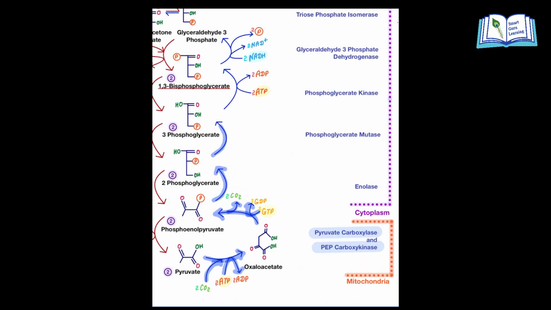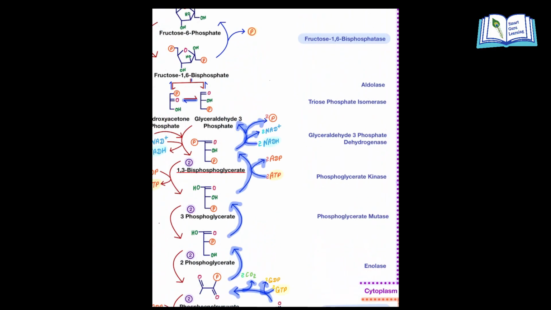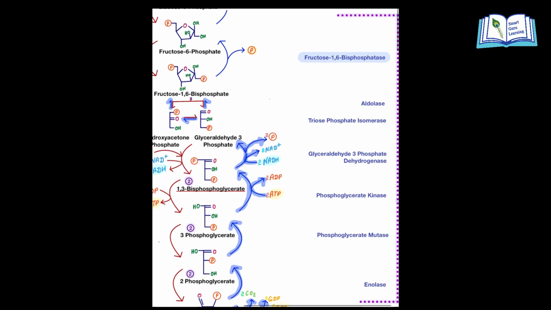Conversion of 2-phosphoglycerate to 3-phosphoglycerate is also a reversible step which occurs through phosphoglycerate mutase. 2 molecules of 3-phosphoglycerate are converted to 2 molecules of 1,3-bisphosphoglycerate as they are phosphorylated by 2 molecules of ATP. Step 6. 1,3-bisphosphoglycerate is then converted to glyceraldehyde 3-phosphate through oxidation of NADH to NAD+. Step 7. Glyceraldehyde 3-phosphate is then converted to dihydroxyacetone phosphate. Step 8. It is then converted to fructose 1,6-bisphosphate through the aldolase enzyme.